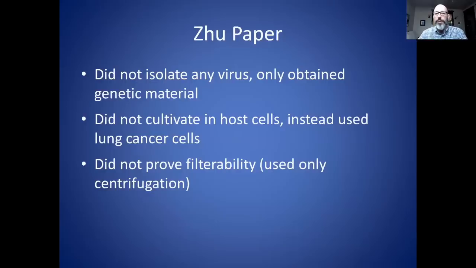So let's move on to the next of the 3 papers. The Zhu paper, once again, no virus was isolated. They obtained genetic material. They didn't cultivate in host cells, and this time they used lung cancer cells. Now, they don't call it that in the paper. What they say is that they are lung epithelial cells taken from biopsies of lung cancer patients. Now, I don't think it takes too much to realize that there are going to be cancer cells in there. And one thing that we know about cancer cells is that they make lots of exosomes. So this would provide particles that could be seen under the microscope and confused with other particles. And once again, they did not prove filterability.